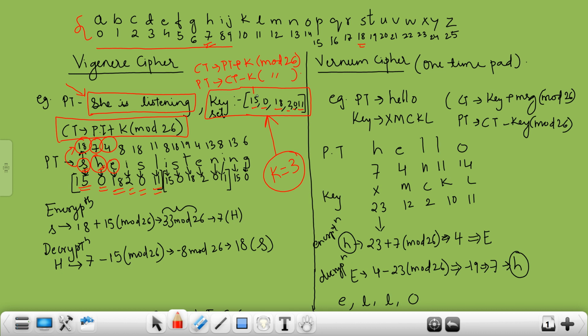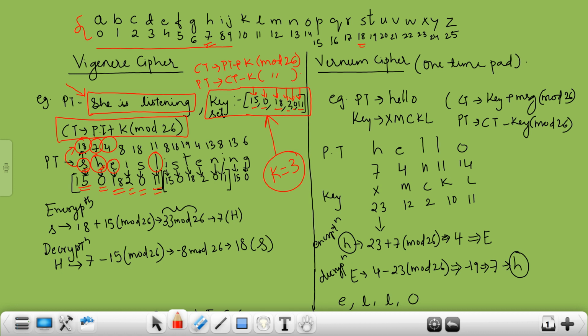How many keys were given to me? 1, 2, 3, 4, 5, 6. Where do I finish with it? I finish it at the letter L. So what will I do now? I have to repeat it. So the same key I will repeat again for the entire plain text.